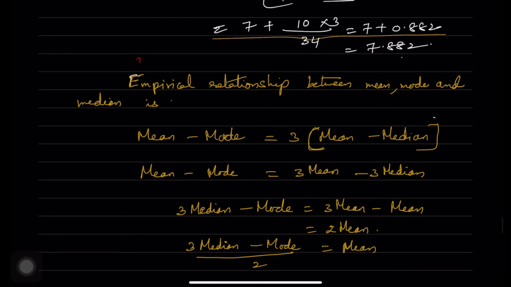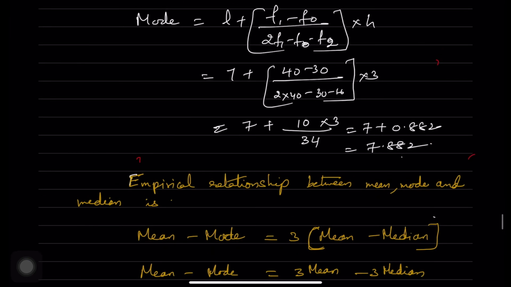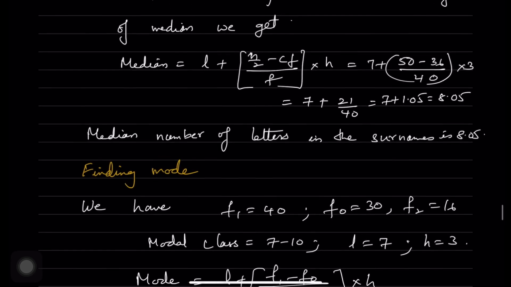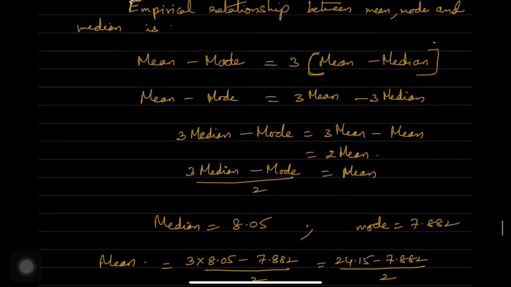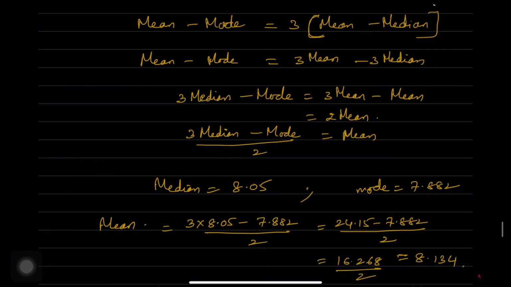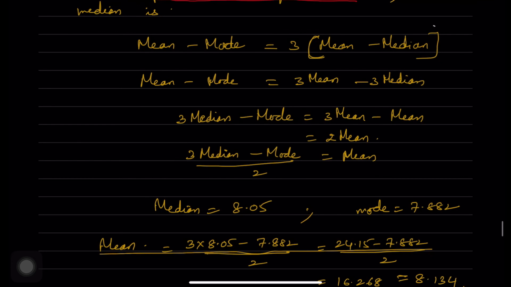Empirical relationship between mean, mode and median. There is a formula which we have between all the three. Now we have found out the mode and the median, so we are going into this empirical relationship. This is also important: 3 median minus mode is equal to 2 mean, or you can remember it as mean minus mode is equal to 3 into (mean minus median).